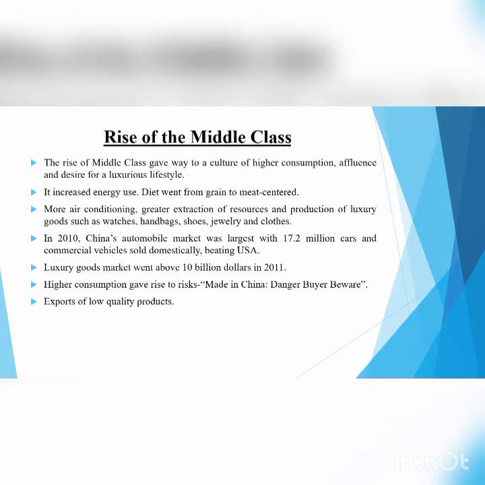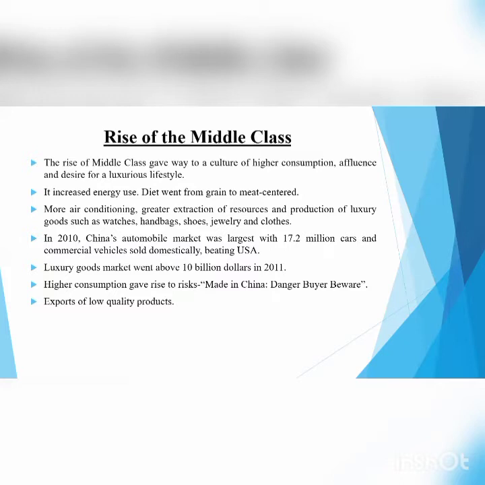Then we have the driver, the rise of the middle class. The rise of the middle class gave way to a culture of higher consumption, affluence, and desire for a luxurious lifestyle. It increased the energy use of the people as they bought more vehicles, and they also changed their diet from grain to meat centered, and meat has a very large environmental footprint attached to it, and it also increases the amount of carbon dioxide present in the atmosphere.